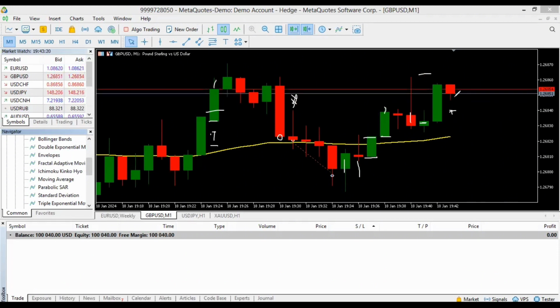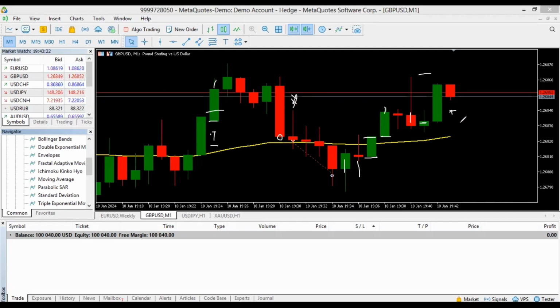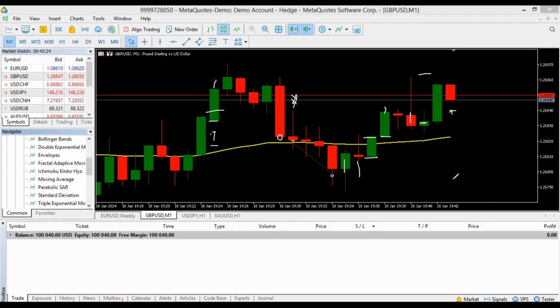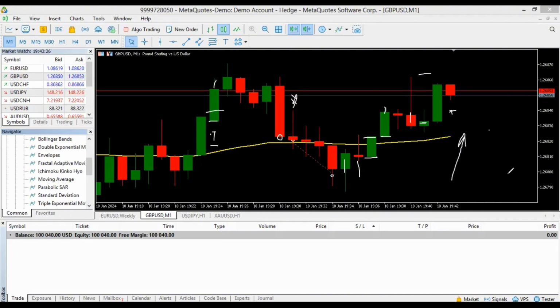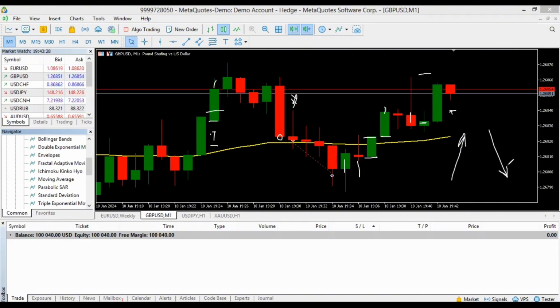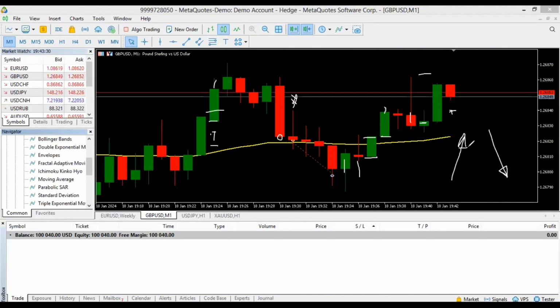Okay, can you see as it's coming down, it's painting red? So that's bearish. And in the forex market, if it's going up, it's called bullish, and if it's coming down, it's called bearish. So take note of that.